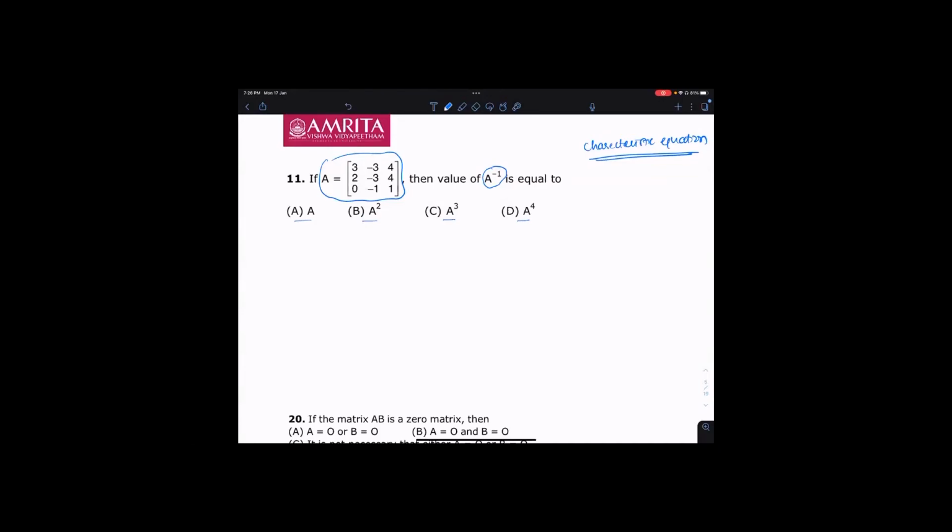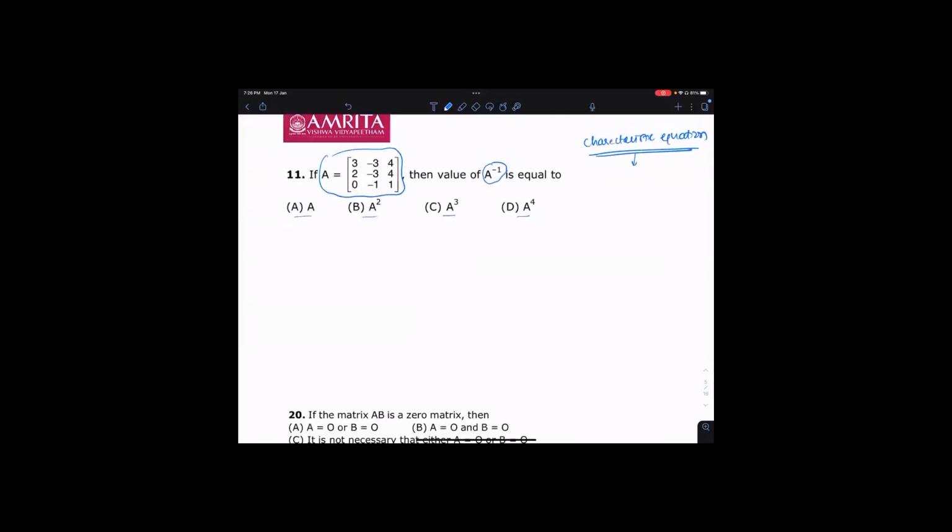So that's why we have something called the characteristic equation. Characteristic equation is something like this. I hope you already have an idea. For a 2 by 2 matrix, characteristic equation is A square minus trace of A into A plus det of A into identity matrix equals 0. Any matrix will satisfy this equation. That is the characteristic equation of any matrix.